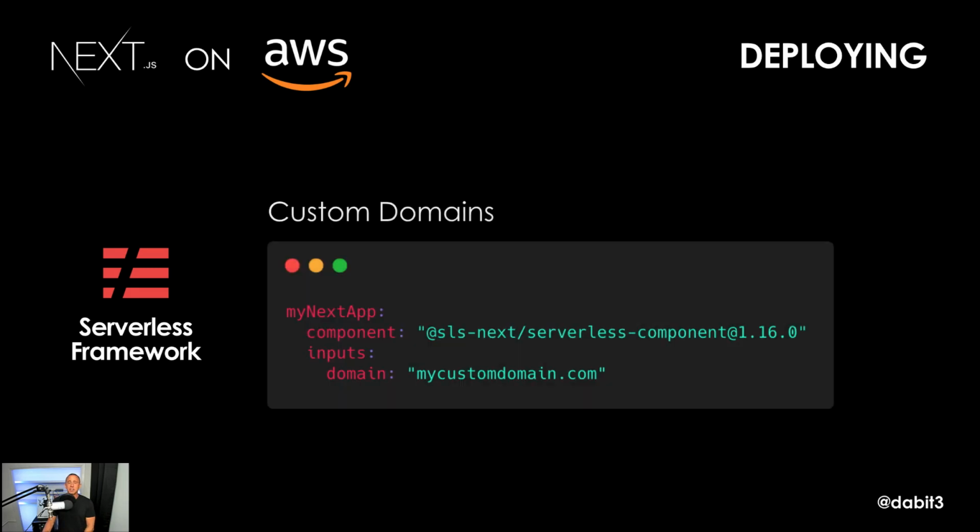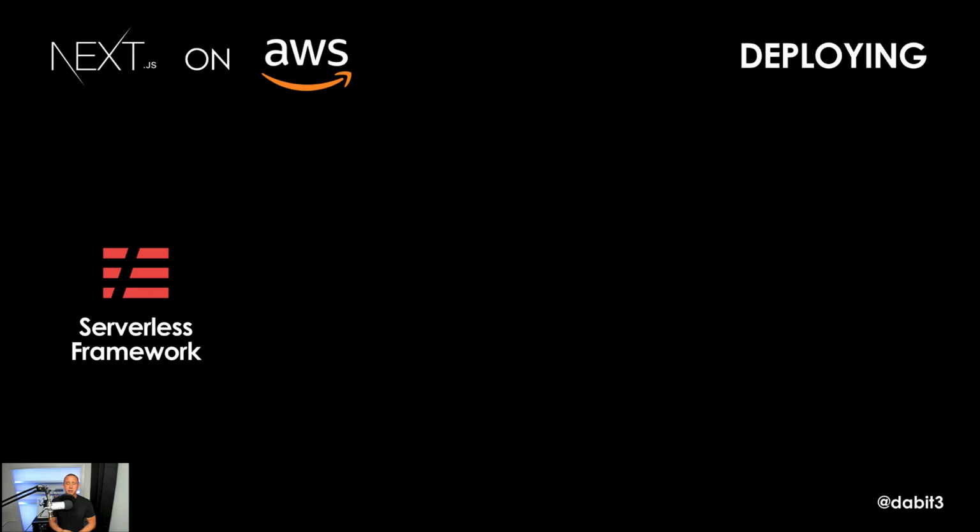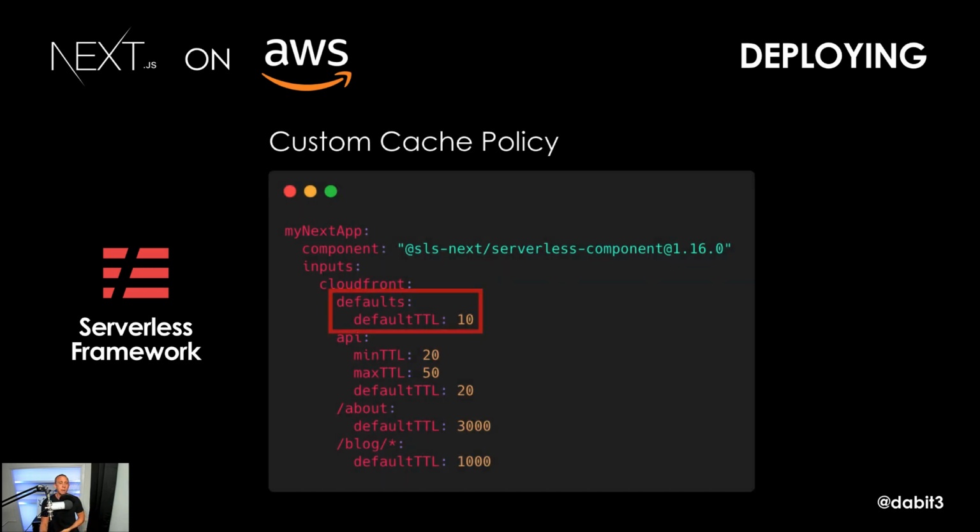Now you can add additional configurations. So for instance, let's say we want to add a custom domain. We set an input property, and then we can set our custom domain to whatever domain we would like. And then you would just need to configure this domain in Route 53 in your AWS console. You can do other configurations as well. So for instance, let's say we want to set a default cache policy for everything in our app, and then we want to do more fine-grained cache policies for different routes, like our API routes or specific routes. We can also do that.